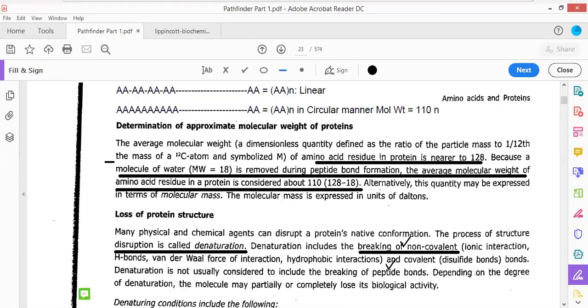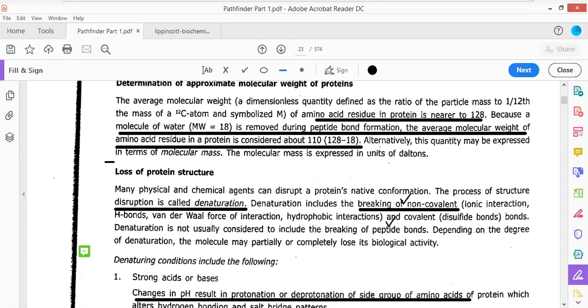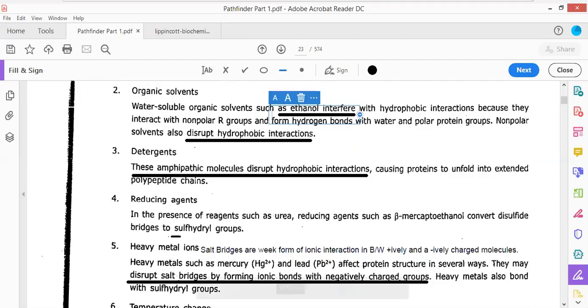So, the last is reducing agent. Now reducing agents are the ones that will disrupt the disulfide linkages. Where are the reducing agents?